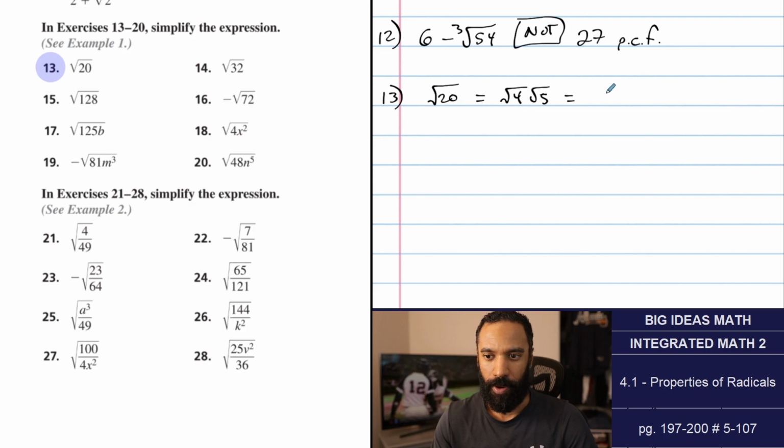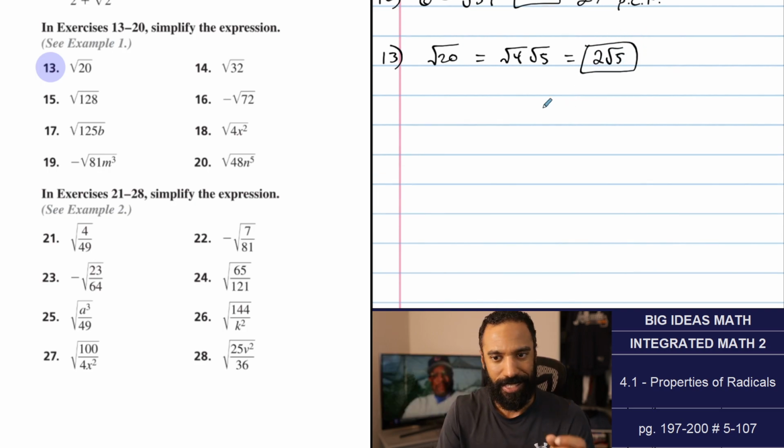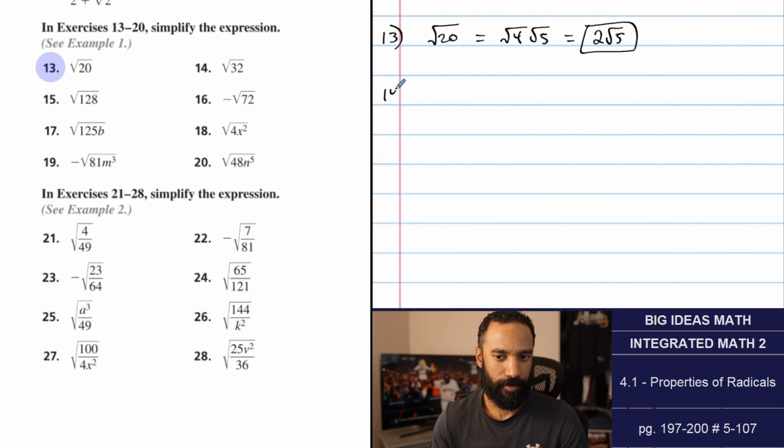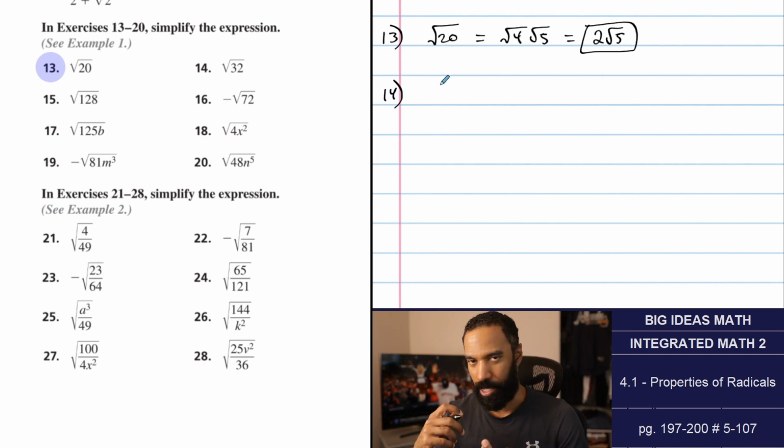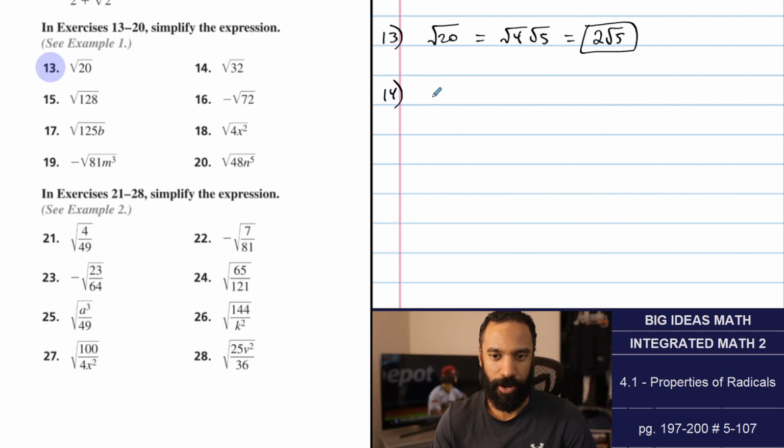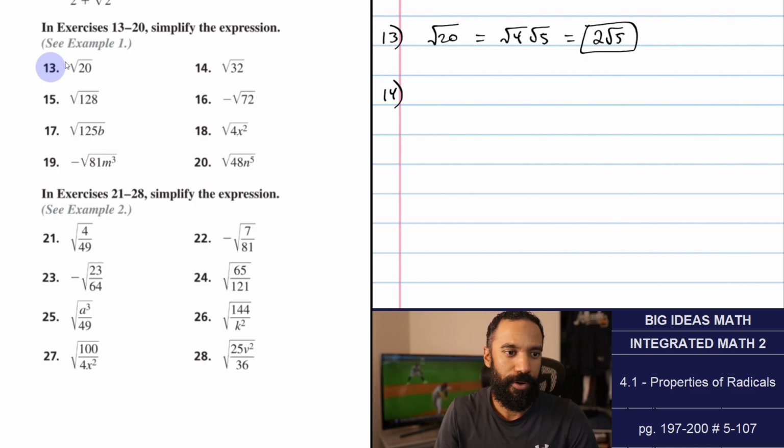Which, and normally I don't write sideways. I apologize on this. I think I'm going to waste too much paper going downward though. This becomes 2 times the square root of 5. 4 is the largest perfect square factor that exists inside of that square root. And break it down from there. These are equivalent. Number 14, square root of 32.